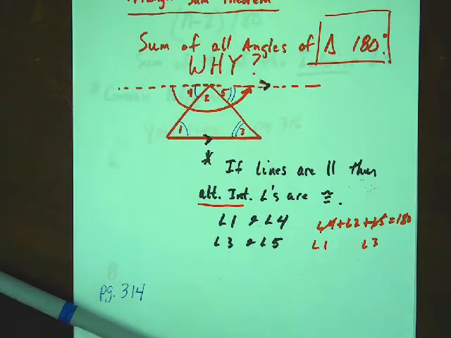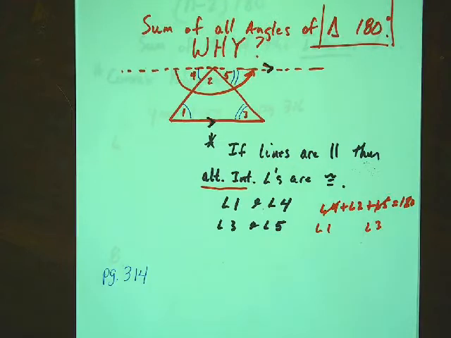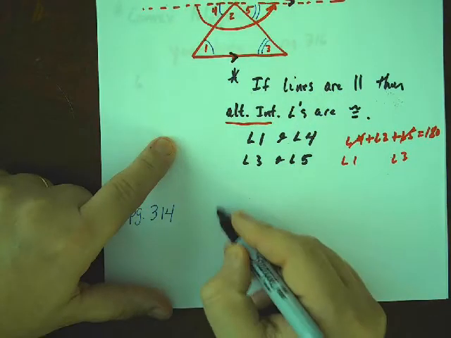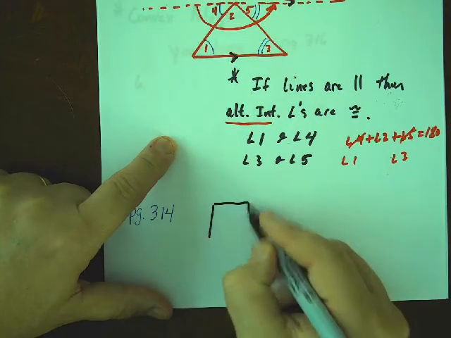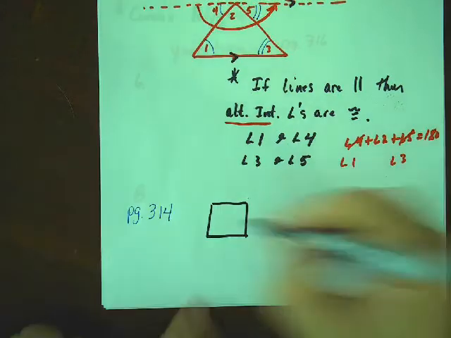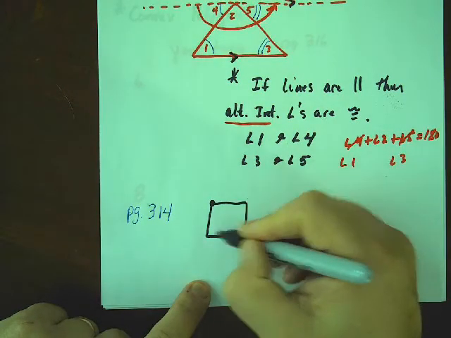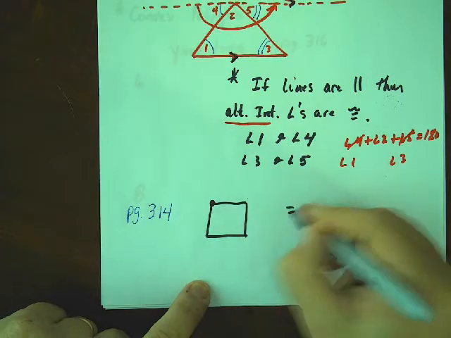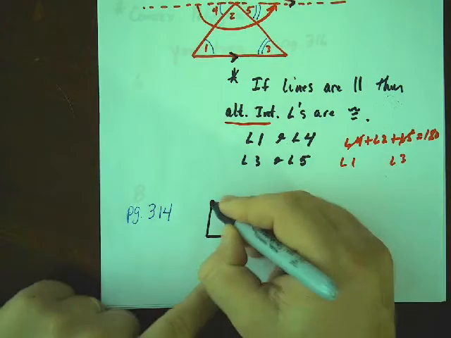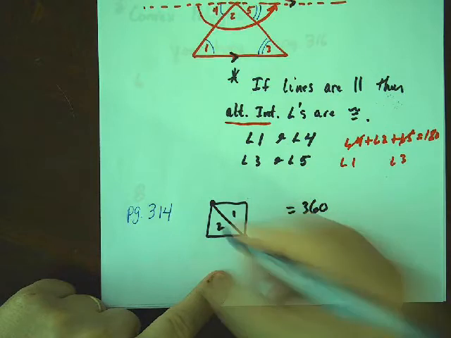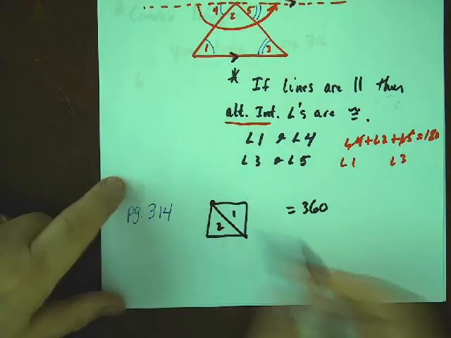Anyways, on page 314, if you look at any type of figure, let's say that it is, I don't know, a square. If I go from one vertex, what are the degree measures of the 4 angles of a square? We know that they equal 360. Well, one way you can look at that is dividing it into 2 triangles. That's still 360, 180, 180.